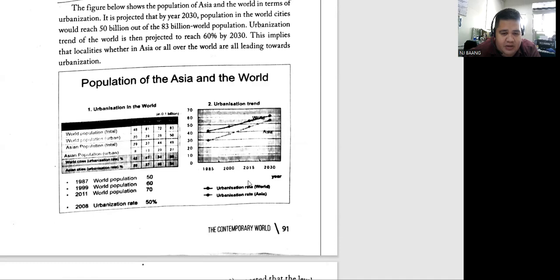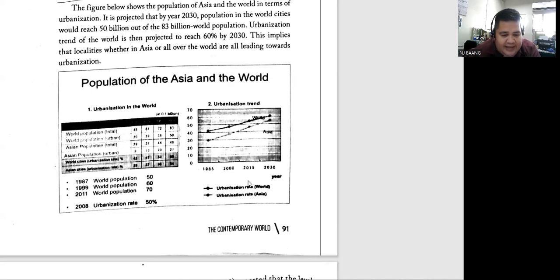The figure below shows the population of Asia and the world in terms of urbanization. It is projected that by the year 2030, the population in the world's cities would reach 5.0 billion out of the 8.3 billion world population. The urbanization trend in the world is then projected to reach 60% by 2030. This implies that the localities, whether in Asia or all over the world, are leading towards urbanization.